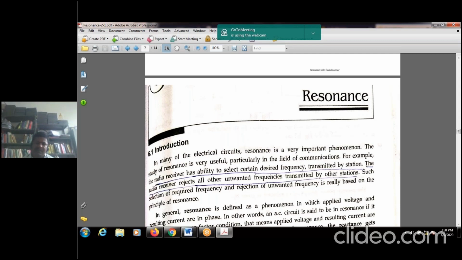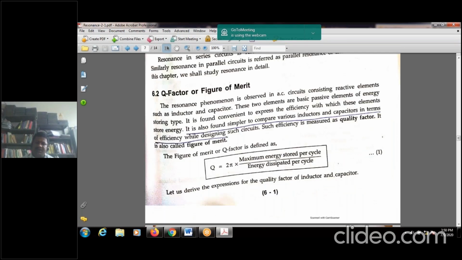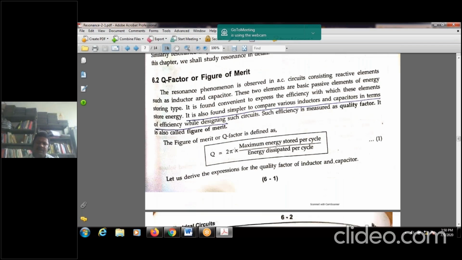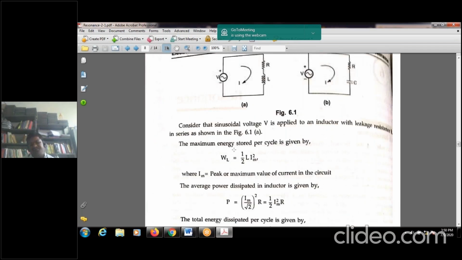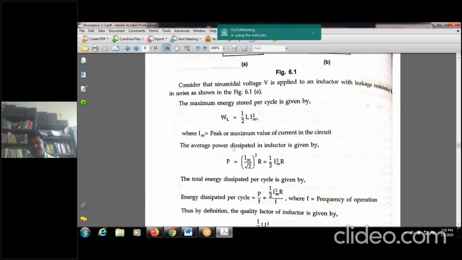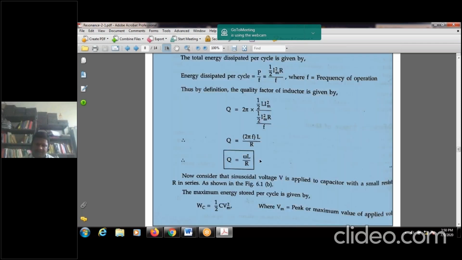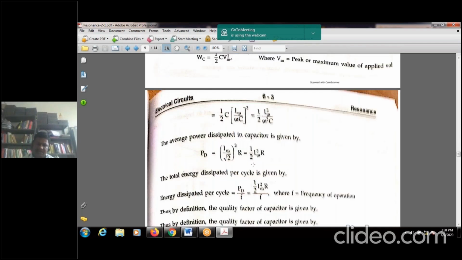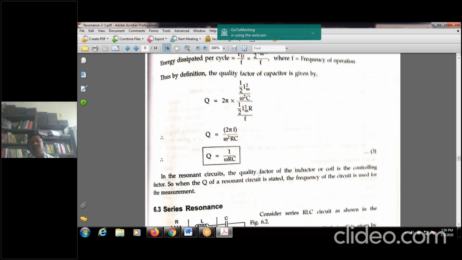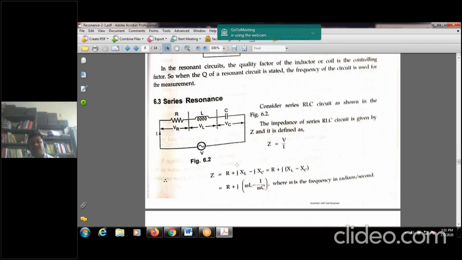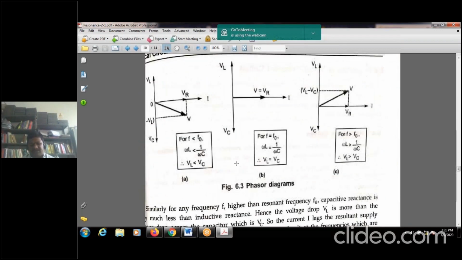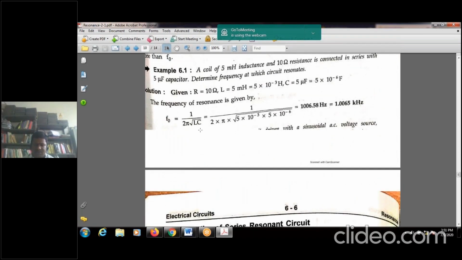And coming to the Q factor, it is the quality factor or figure of merit. It is one way of measuring the quality of energy stored in an inductor or capacitor, and there is a small derivation. Quality factor in an inductor is Q equal to omega L by R, whereas in a capacitor Q is equal to 1 by omega C R, right? And we considered series resonance, and we derived the series resonance frequency, which is equal to 1 by 2 pi root LC, and this is the problem.